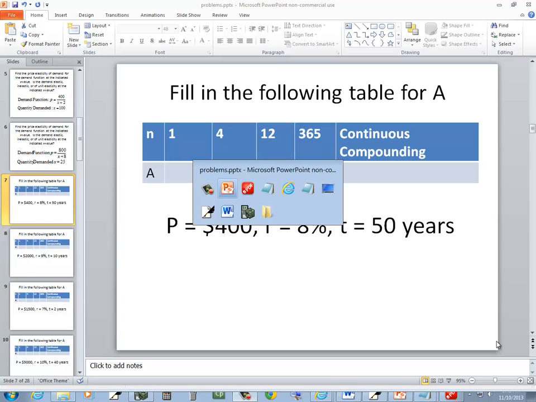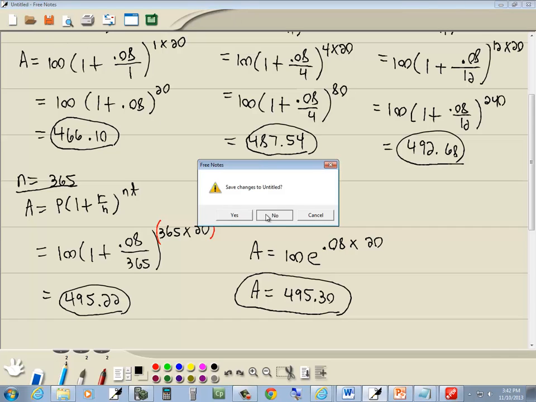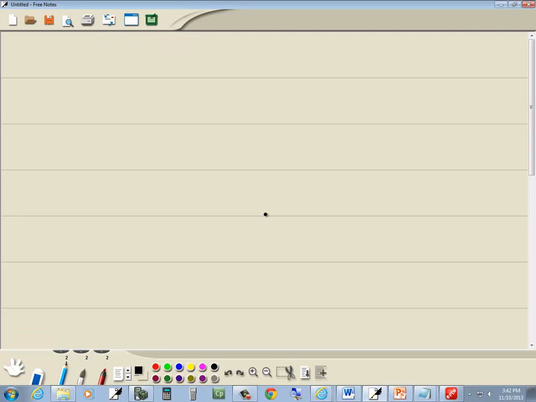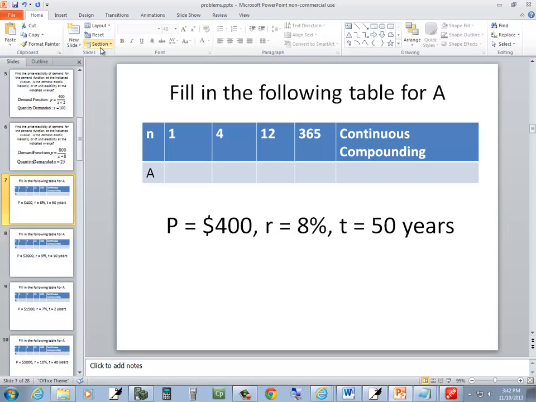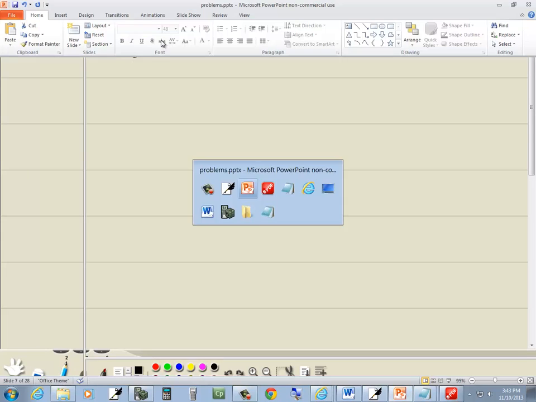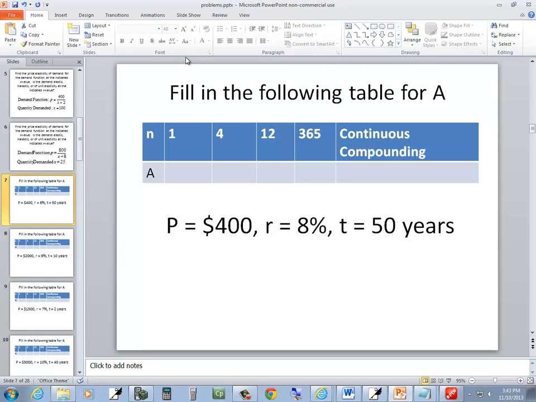Let's take a look at this problem. I better start a new page. There we go. P is equal to 400. R is equal to 8%. I'll put it in decimal form, so that's 0.08. And T is 50 years.